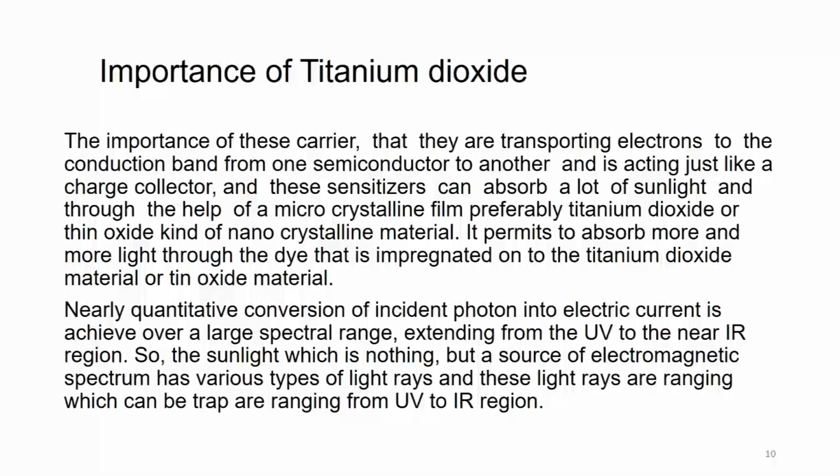Nearly quantitative conversion of the incident photon into electric current is achieved over a large spectrum range extending from UV to near IR region. So, the sunlight, which is nothing but a source of electromagnetic radiation, has various types of light rays ranging from UV to IR region, which can be trapped through these dyes.